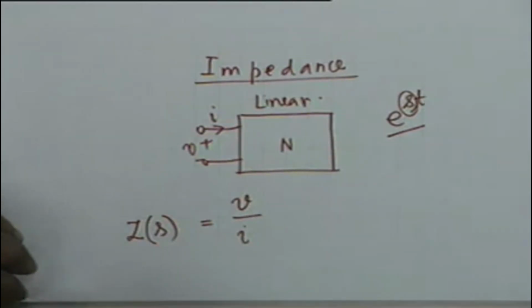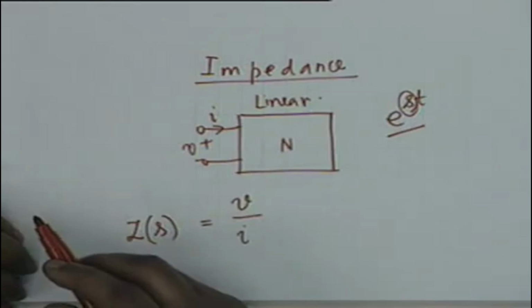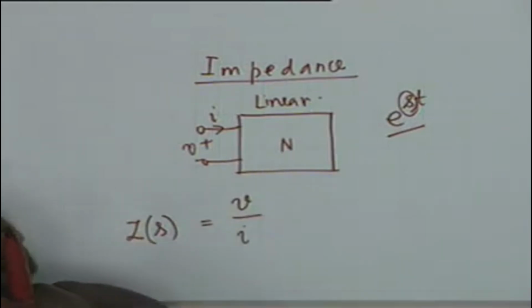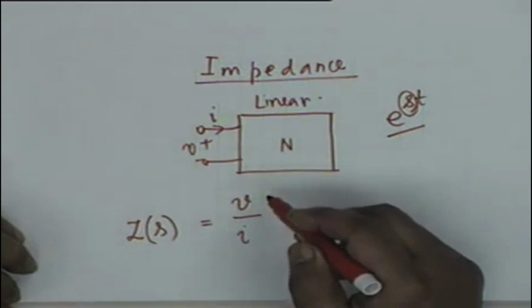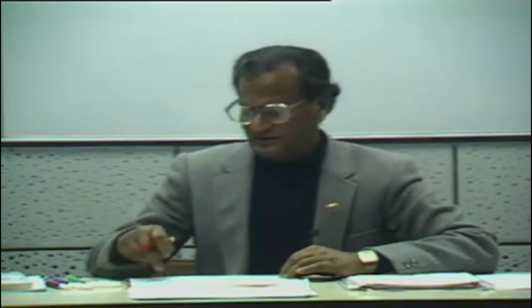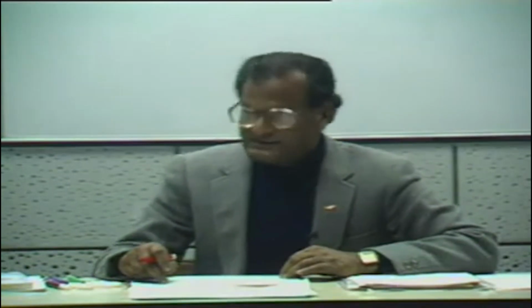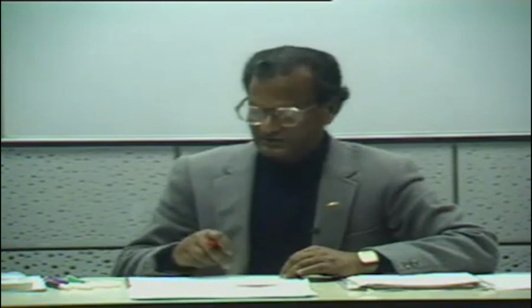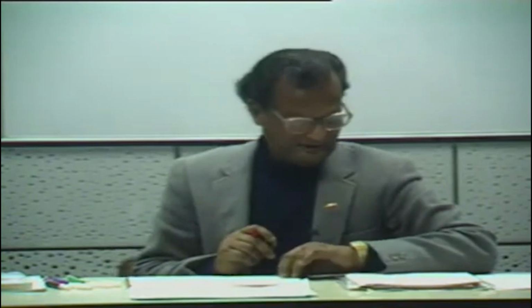I must caution you. So let me first define it. The impedance of any linear two-terminal network is the ratio of voltage to current, provided the excitation, either the voltage or the current, is of the form e to the power st. Is that clear? It is not true for any arbitrary excitation. Excitation must be exponential. Only then the ratio of V to I is called an impedance.